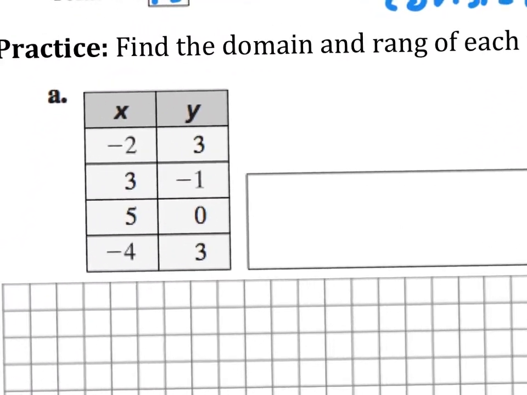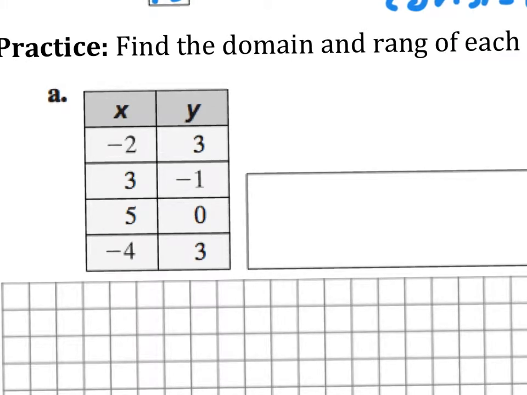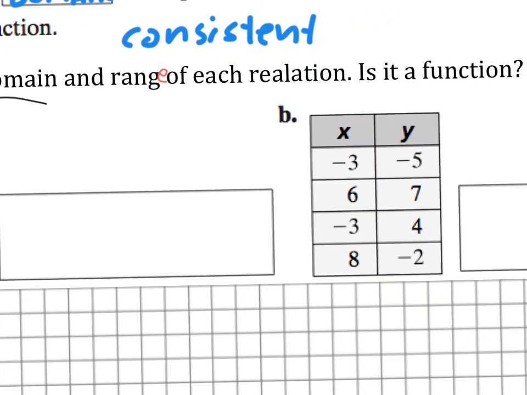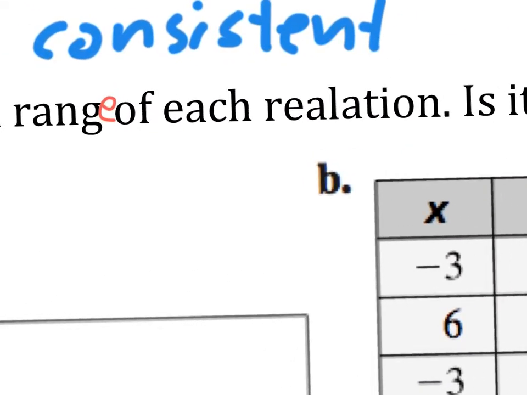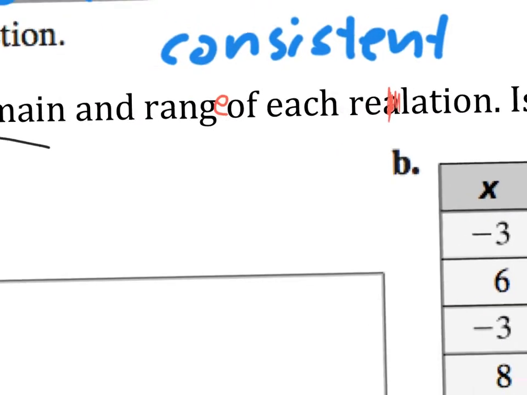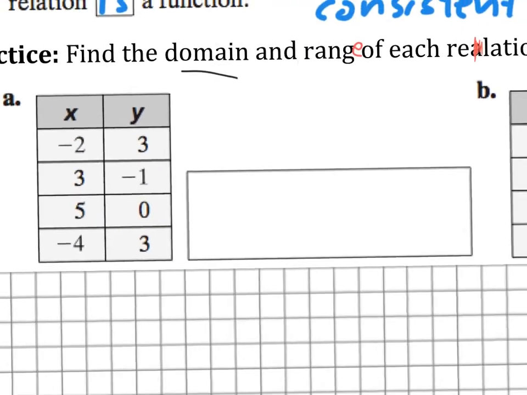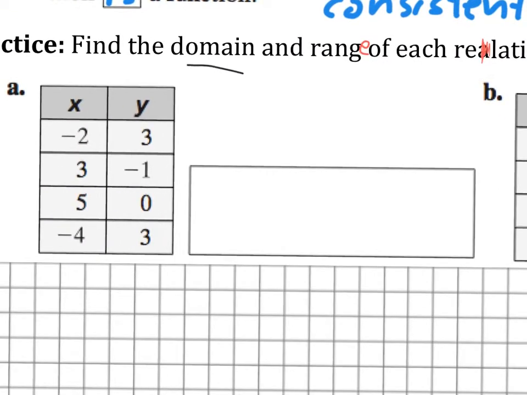All right, so how do we look at these ones? Take a gander at letter A down below. We're going to find the domain and, whoa, learn to spell. Not rag. Please change that to an E, range. There is another mistake there too. It's not reallation. It's actually relation. Delete that A. Sorry.